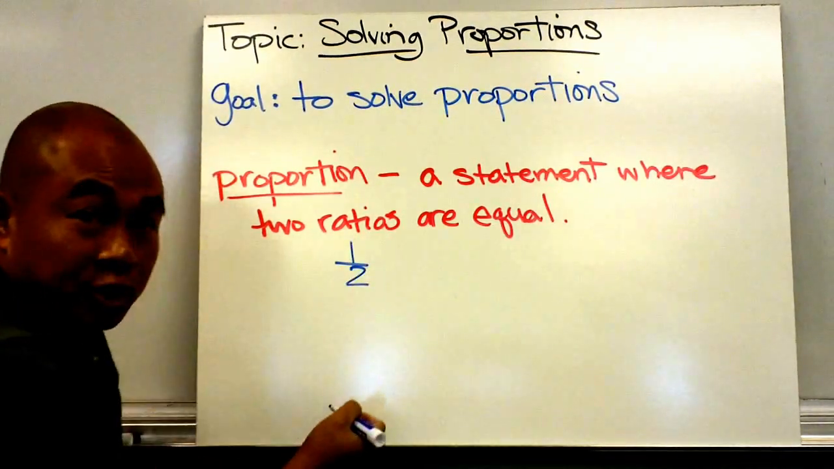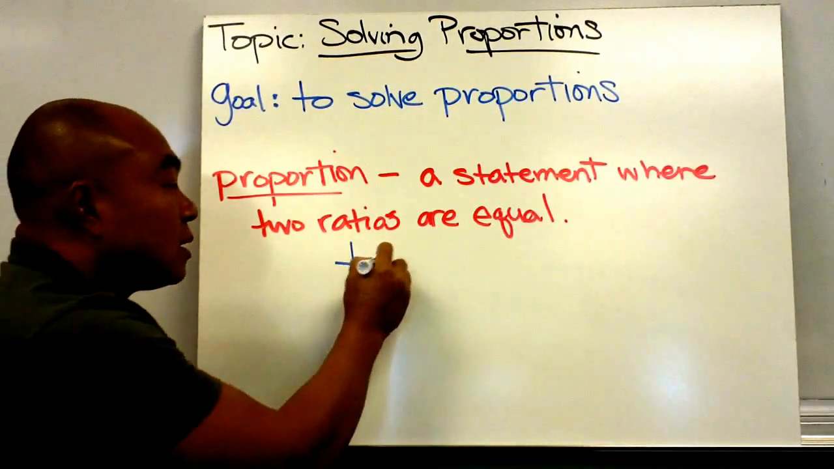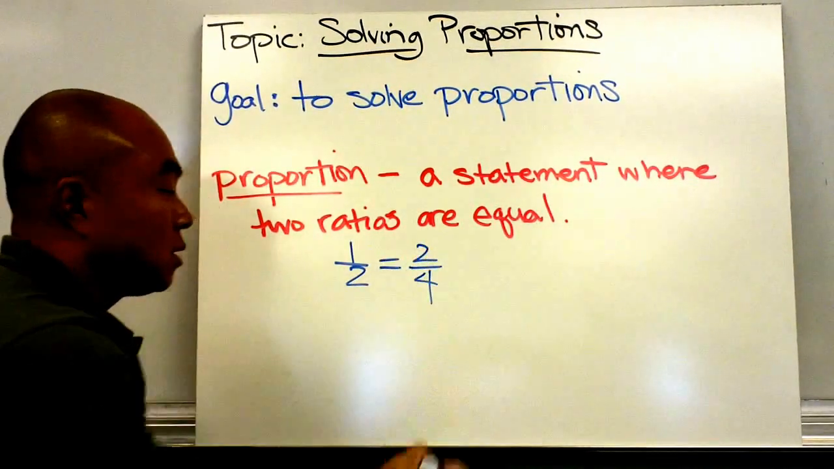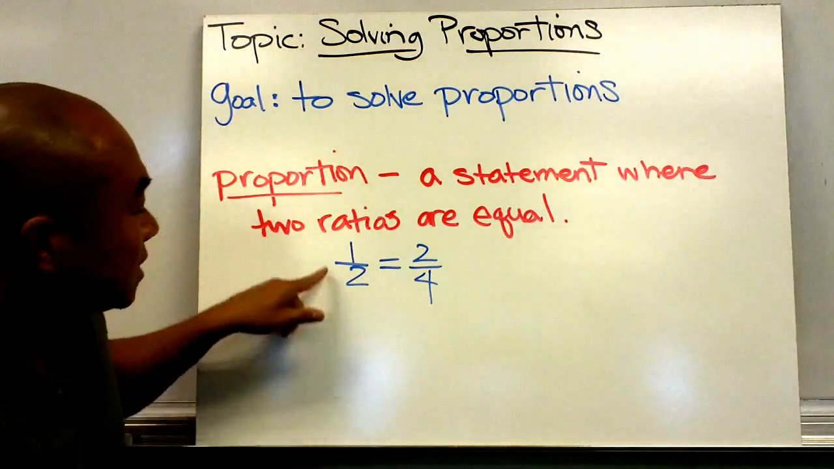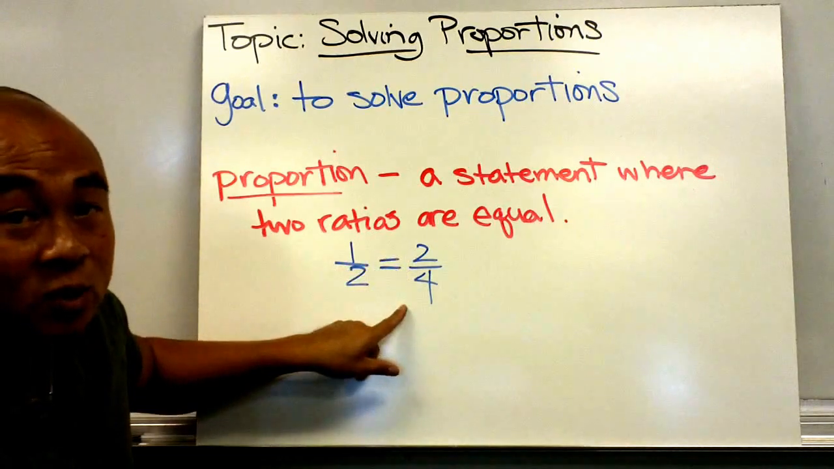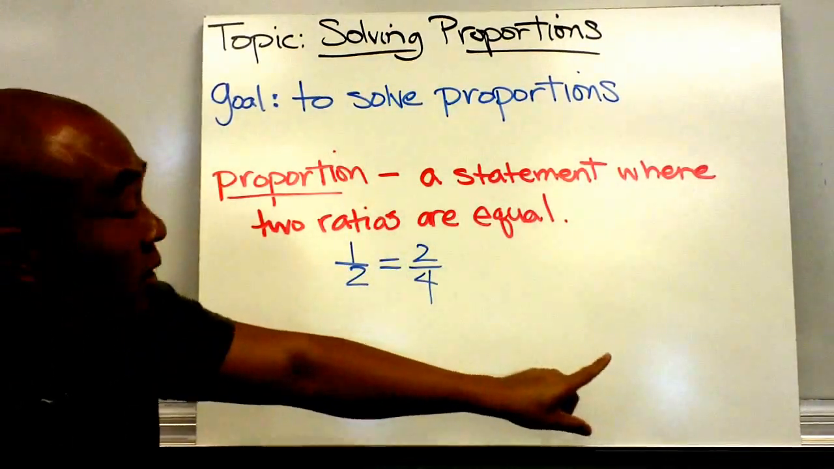1/2, which is a ratio of 1 to 2, is equal to 2/4. Now, you can also talk about this as 1 teacher to 2 students, 2 teachers to 4 students, and so on, and so on, and so on.